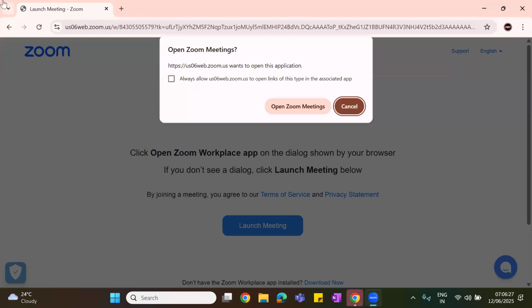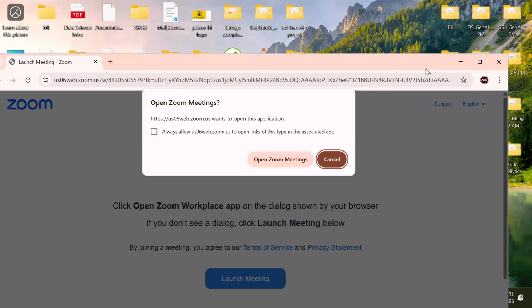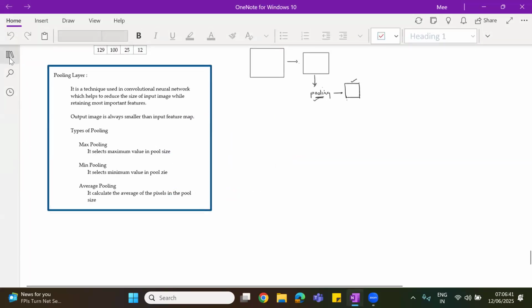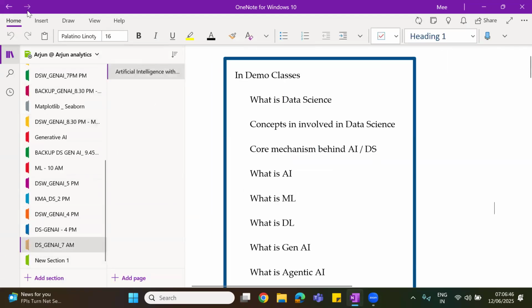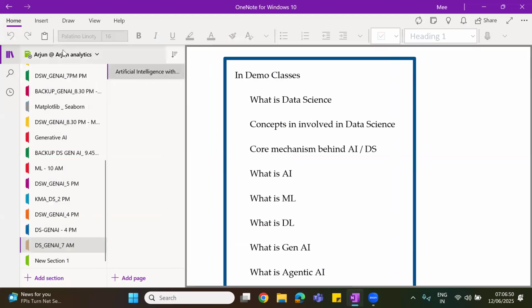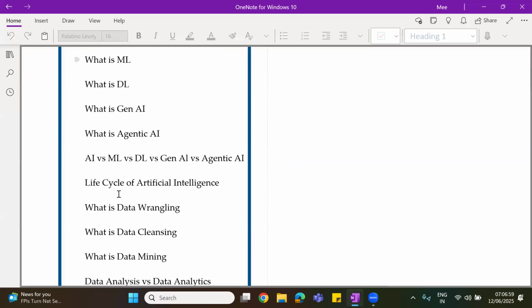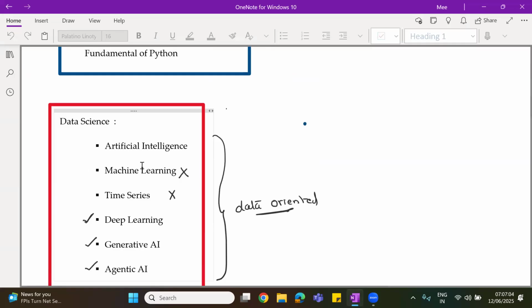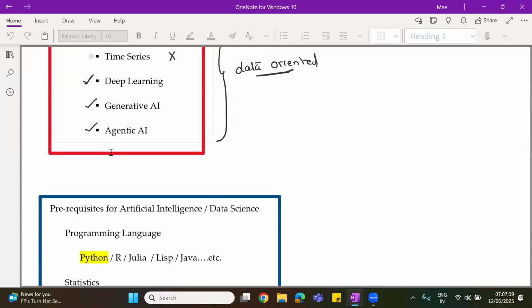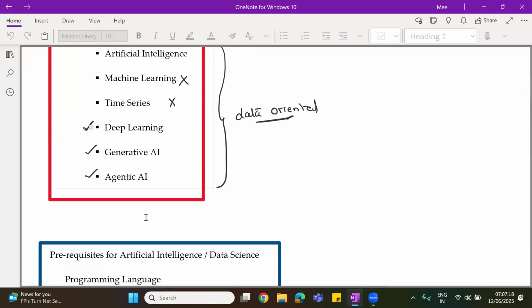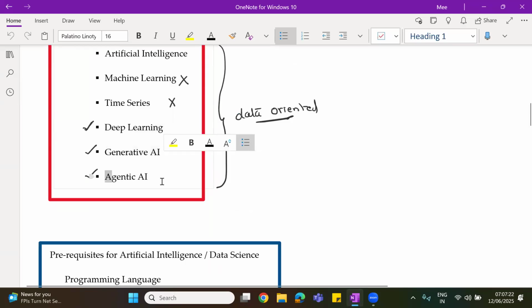In the last class, let me share the screen first. Okay. In the last class, we started with the first demo of our artificial intelligence class. I gave a basic understanding of how our demo flow will go, what topics we are going to cover one after the other, and what concepts are involved with data science. Machine learning and time series will not be a part of this. So our core concentration will be deep learning, generative AI and agentic AI.